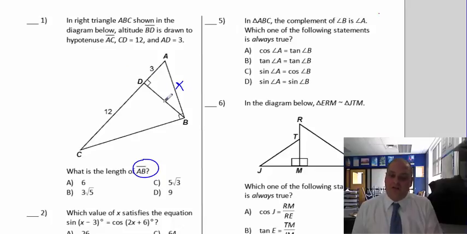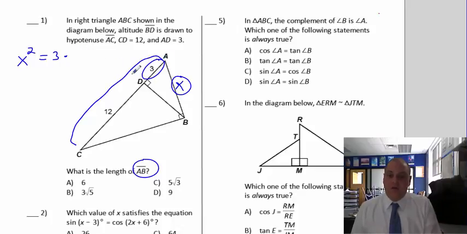This is altitude drawn to the hypotenuse of a big right triangle. And we're not finding the altitude, though. We're finding the leg. When you want to find the leg, you're going to use that geometric mean. So it's going to be x squared equals, it's the leg squared equals the closer hypotenuse piece times the whole hypotenuse. So 12 and 3.